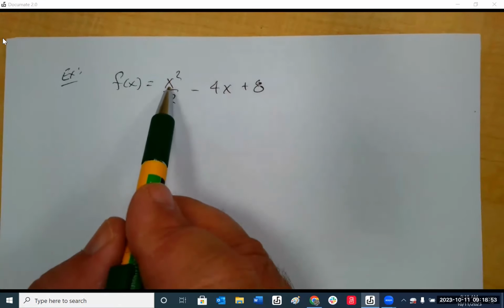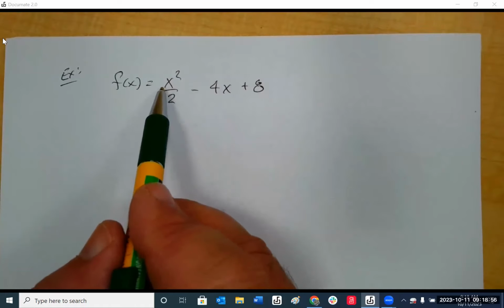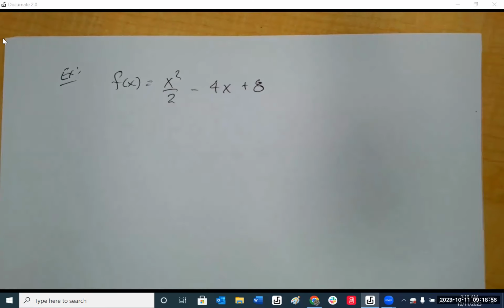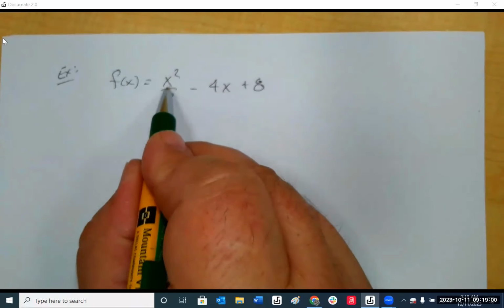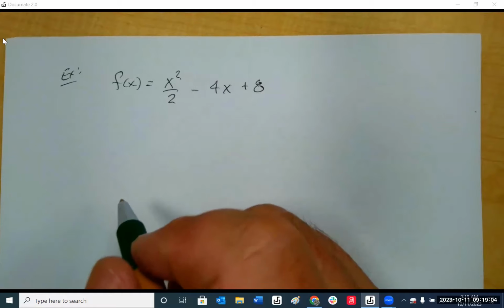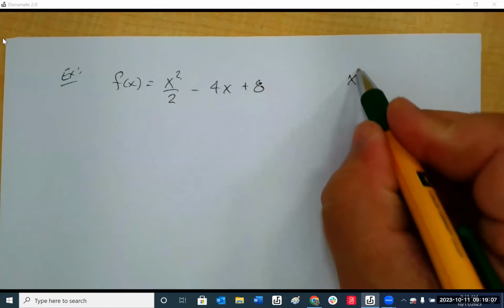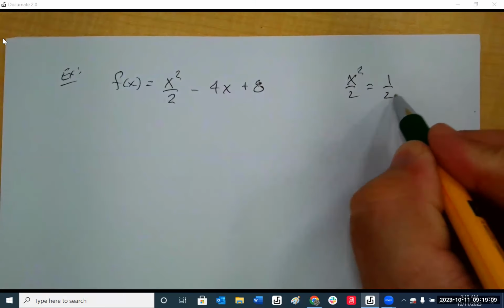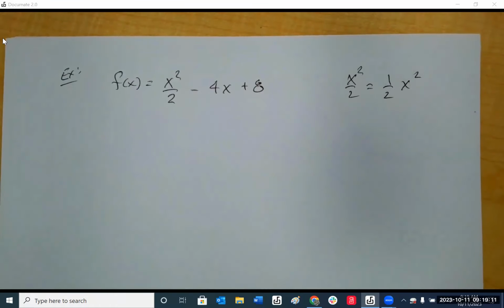Just look at the sign in front of x squared. Is it positive or negative? It's positive, so it opens up. We have a minimum. So is our A term 1? No. X squared over 2 is actually 1/2 times x squared.